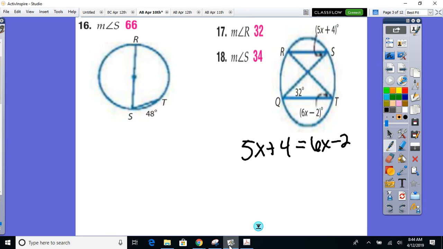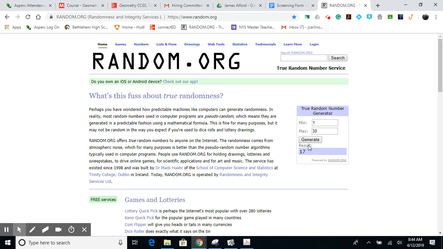13, what type of angle is S? Inscribed, so it should be half of which arc up here? RT. I don't even know it. But how can I use this right here to find that arc? Let's roll 17.